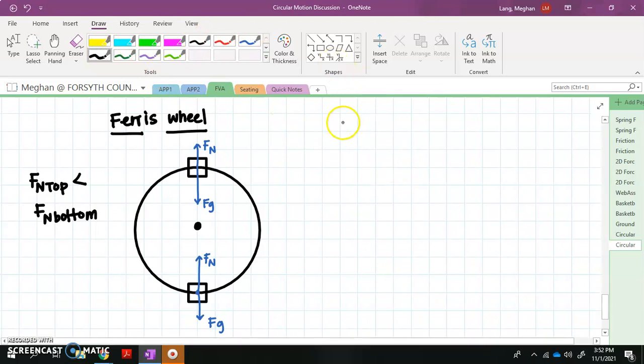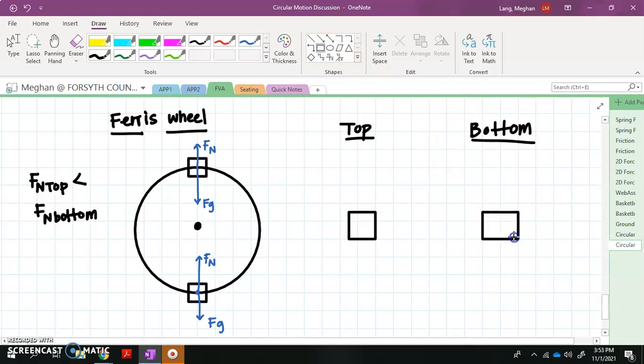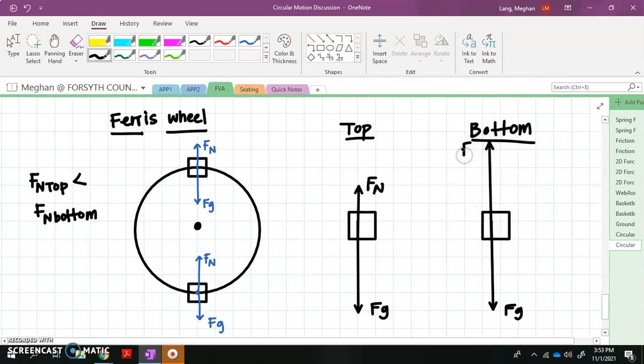So if I draw our free body diagram at the top versus our free body diagram at the bottom, let me draw both real quick, okay? At the top, I have a normal force, which I'm going to draw kind of small, and then I would need a force of gravity that is bigger. At the bottom, my force of gravity would be the same because I am the same person on the same planet. But my normal force, sorry, would have to be bigger, okay?